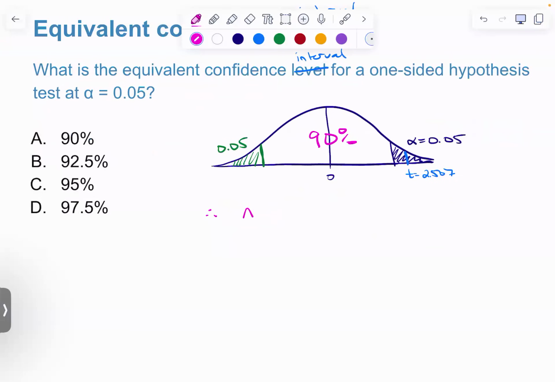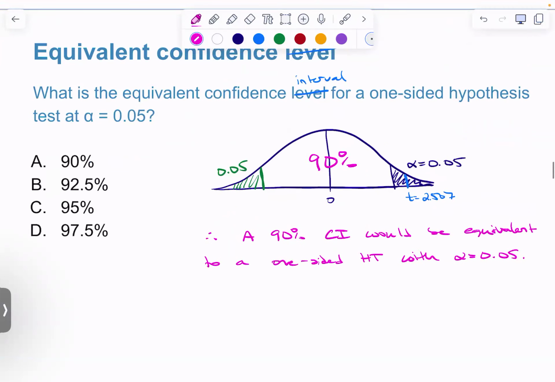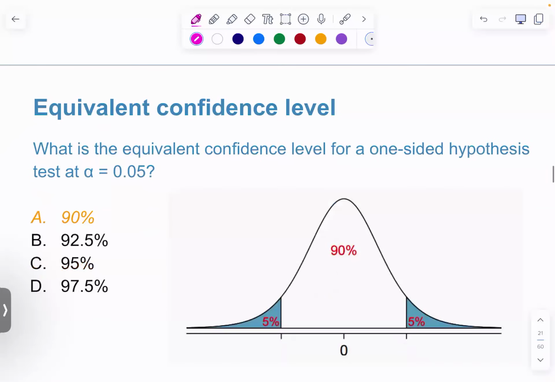And so therefore, a 90% confidence interval would be equivalent to a one-sided hypothesis test with alpha equal to 0.05, which is what we did. And otherwise, what you'll find is that the results don't necessarily match. So there it is.